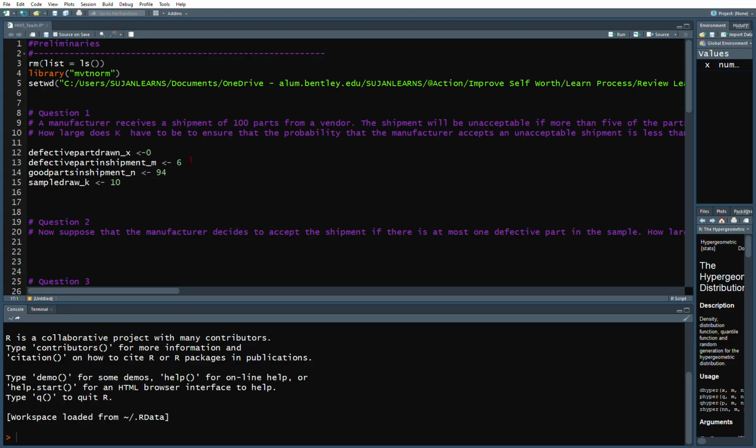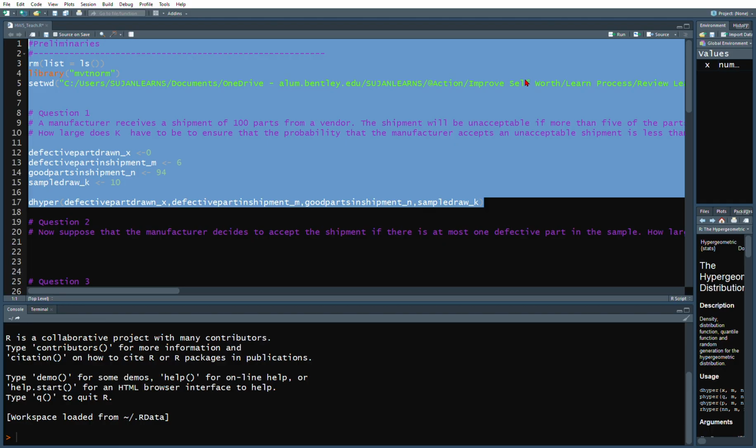We'll use the hypergeometric distribution formula, where the first item is defective parts drawn, which is X, defective parts in shipment, which is M, defective parts and good parts in shipment, which is N, and the number of samples, K. Let's run this.